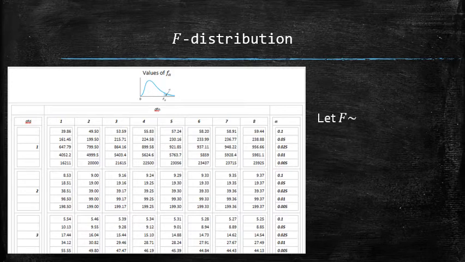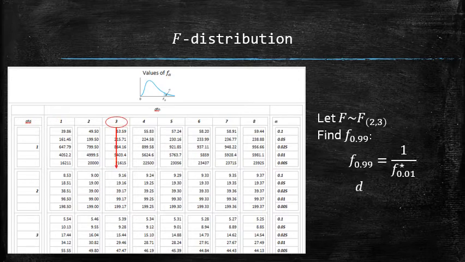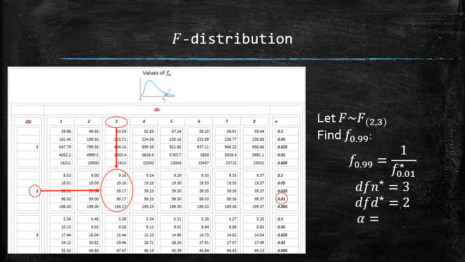Let F be a random variable that has F distribution with 2 and 3 degrees of freedom. And let's find F sub 0.99. By the reciprocal property, F sub 0.99 is the reciprocal of F sub 0.01 with reversed degrees of freedom. That is, dfn is 3 and dfd is 2. We only need to identify alpha now, which is 0.01, and look for the value in the intersection, the reciprocal of which is our desired f sub 0.99.